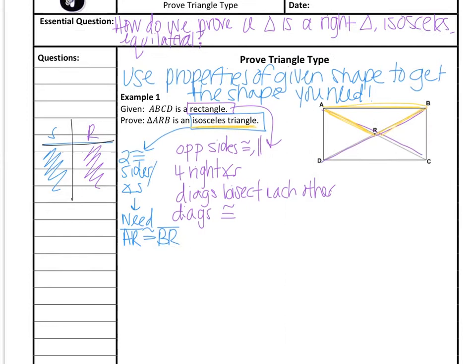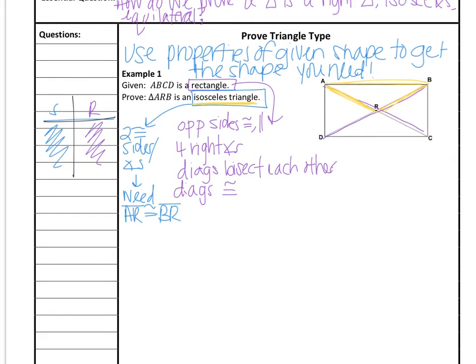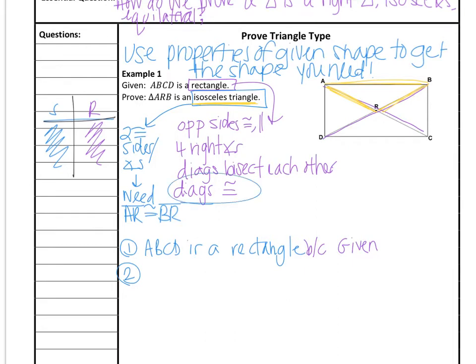Now I'm going to start by drawing my T-chart proof if that's what I'm choosing to do, or start just by writing my given. ABCD is a rectangle because given. Step 2. I'm going to start by saying that the diagonals are congruent to one another. AC is congruent to DB, and that's because a rectangle has congruent diagonals.